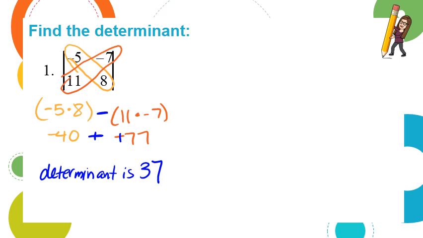Okay. All right, let's take a look at one more. In this case, we're going to start with our first diagonal. So I have 3 times 5.